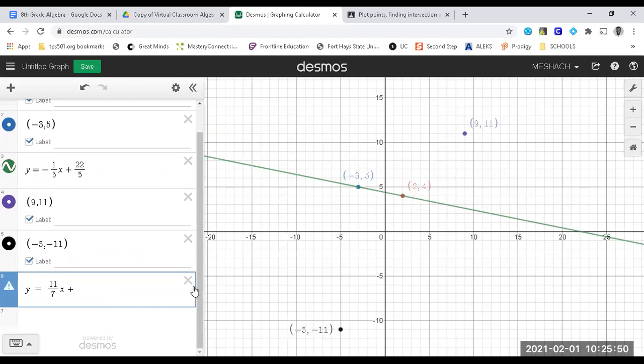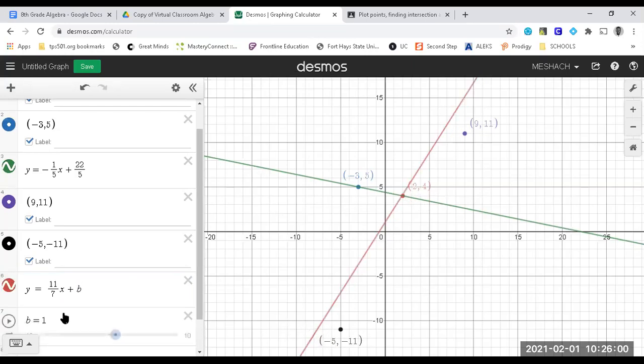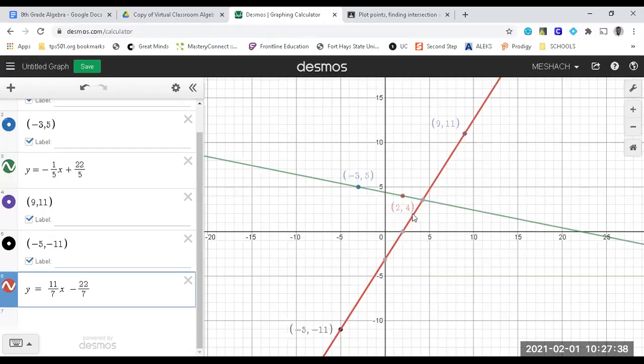So now we just find the y-intercept for this. We could start with 0 and realize that that's not it. So actually we could add a slider for b. And then it shows that our y-intercept is not 3. It's negative 3.2. So then our y-intercept is negative 22 over 7.